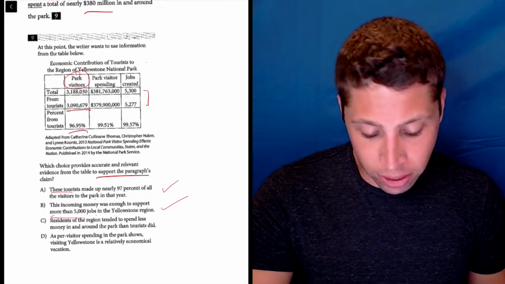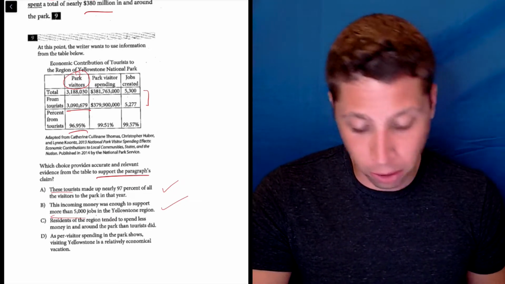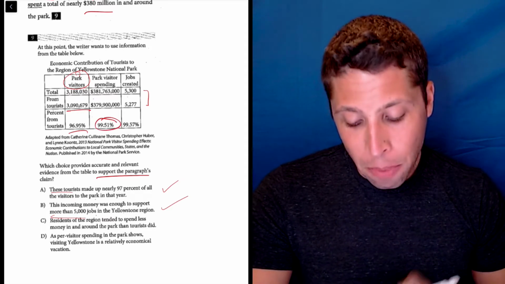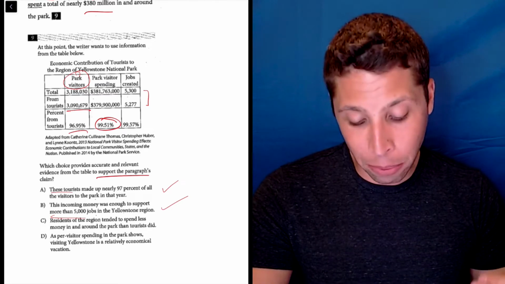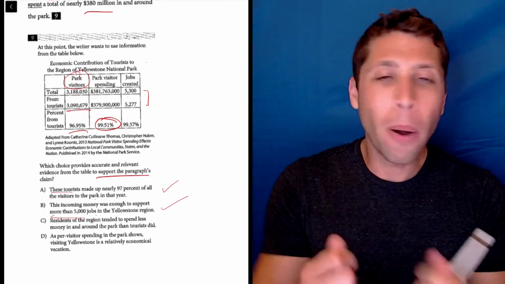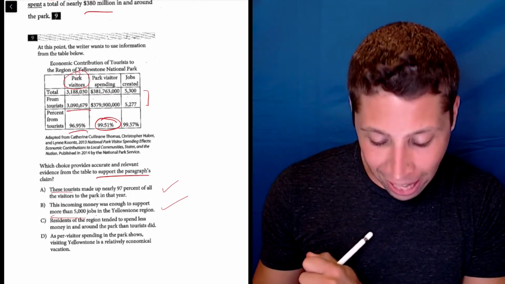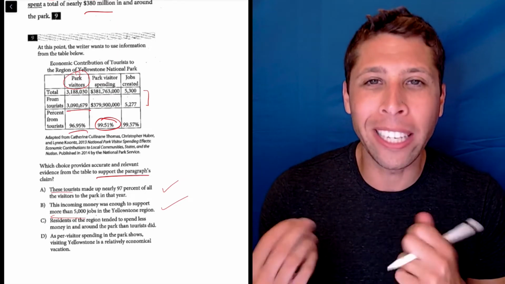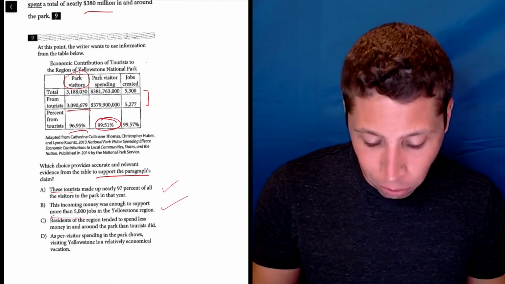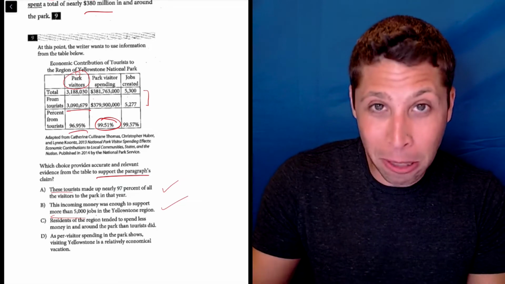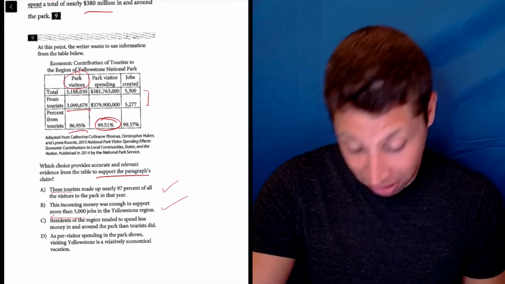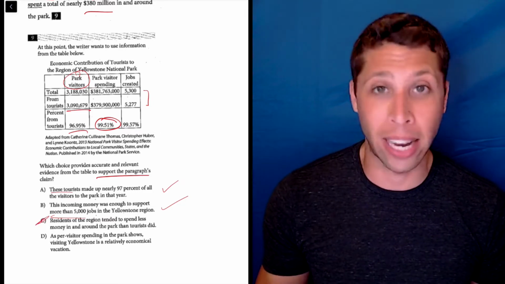C, residents of the region tended to spend less money in and around the park than tourists did. Well, it's saying that the tourists spent 99.51% of all the money in the park. But I don't know any individual transaction. Choice C is talking about what an individual person would have spent. I have no idea. This is just a total. So I don't know how much money they would spend if they visited as individuals. And that's what the choice is saying. So C is just wrong. We don't have that kind of information.